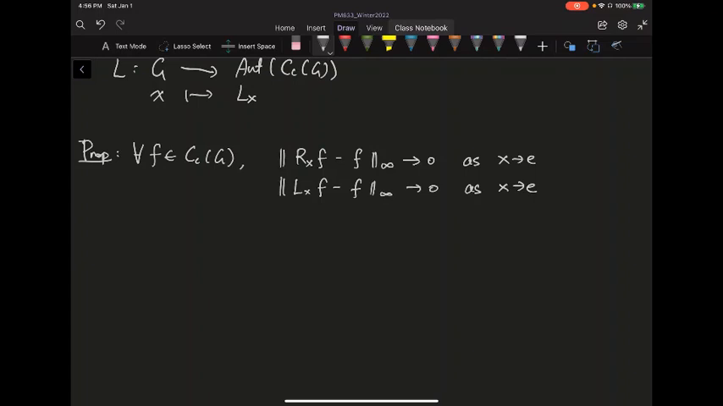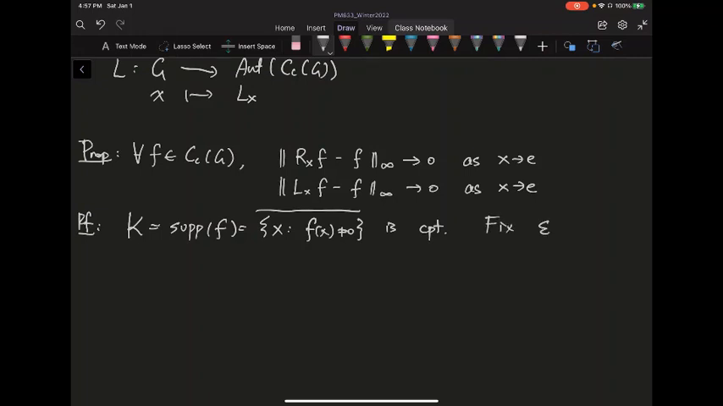So I want to show that this thing converges to 0, so here's the proof. First of all, let's fix an f that's compactly supported. Let K be the support of f. Basically, it's all the x where f(x) is non-zero, and you close it up. We know this is compact. Let's also fix an epsilon greater than 0.